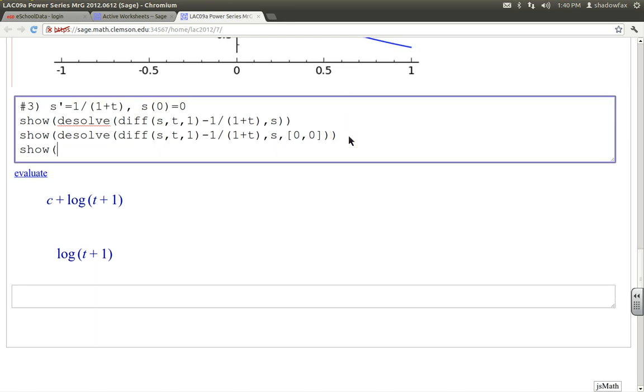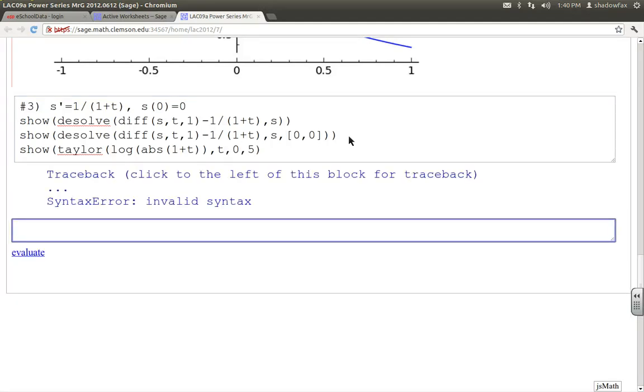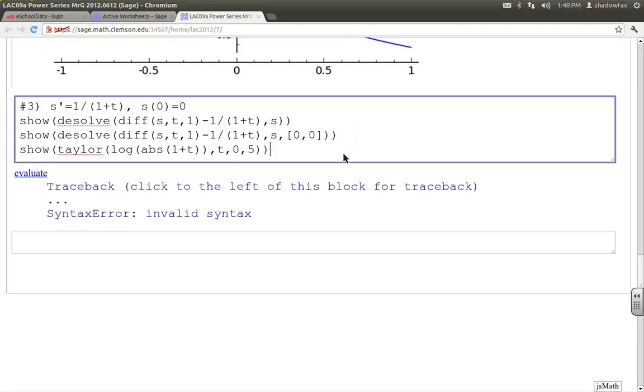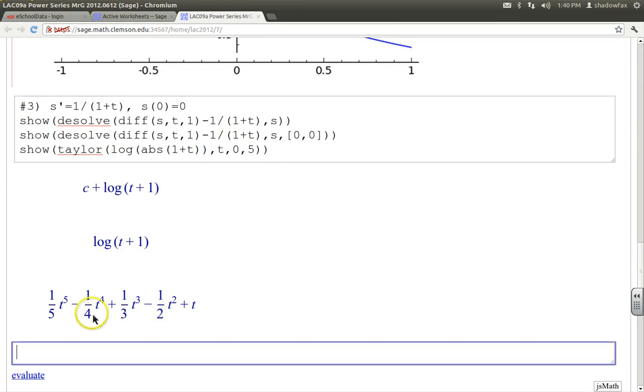How about let's show a Taylor expansion for that. The show of the Taylor of the log of the absolute value of 1 plus t with respect to t near 0, so it's Maclaurin, not Taylor really. And I think we only did 5th degree term, right? And I did it again. And that's what we wrote, right?